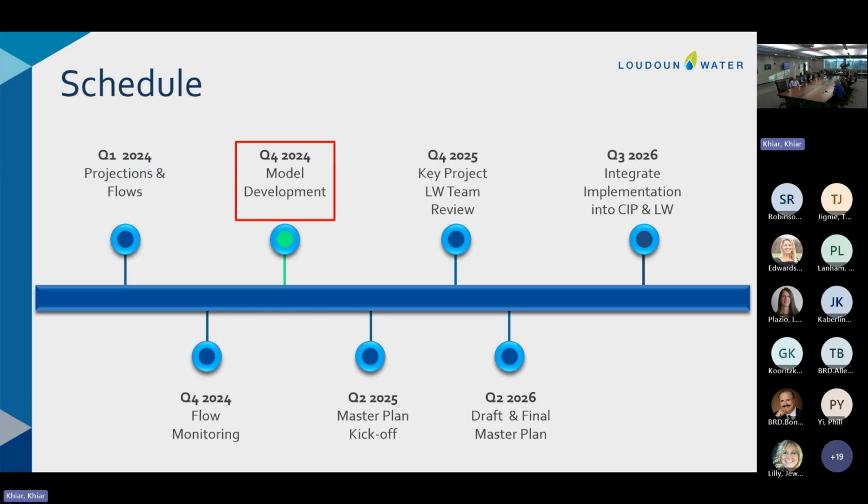In terms of schedule, this is just one piece that fits into the larger master planning program. As Darren mentioned, we've already started some of the projections work and the flow monitoring work, and this is really the model development component of this. We're expecting this work to take about nine months, and some of that timeline is just due to waiting for the flow monitoring work to be completed in order for the model to be calibrated.